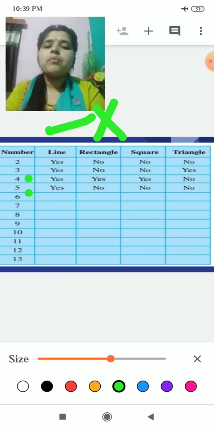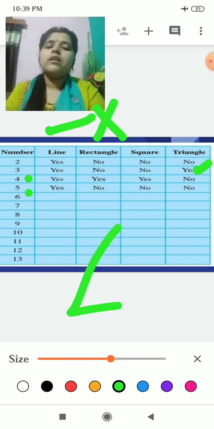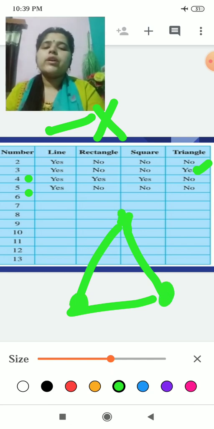3 is having the shape of a triangle like this. This is one dot, this is another dot, this is another dot. By joining this, we are getting the shape of a triangle. Same way, 4 is having a line shape, it is correct. 4 is having the shape of a rectangle, it is correct.